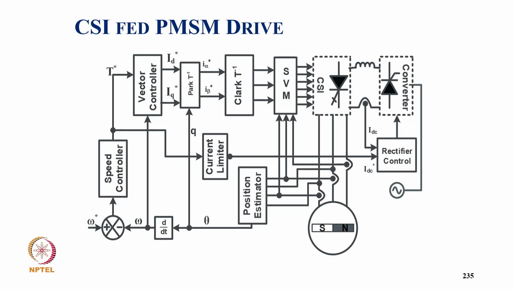And of course from the current limiter we go to the rectifier, the reference DC link current, and we have this thyristor converter with the feedback current to control it as a current source from the DC link.